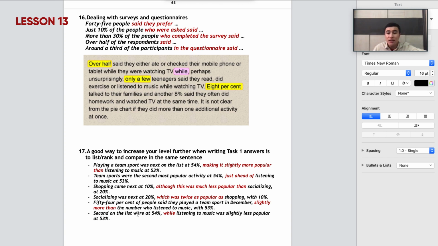Okay? Second on the list were at 54%, while listening to music was slightly less popular at 53%. Okay, guys, these are the structures, and again, you should go through these structures, practice, analyze them, and of course, make up as many sentences as possible.